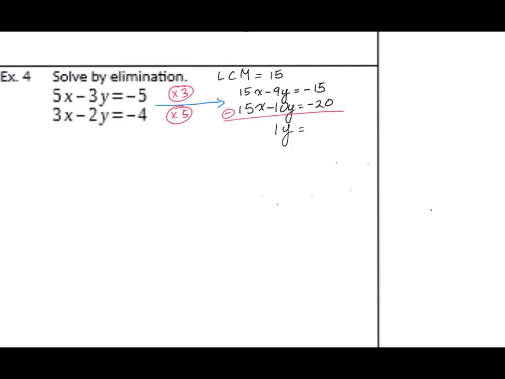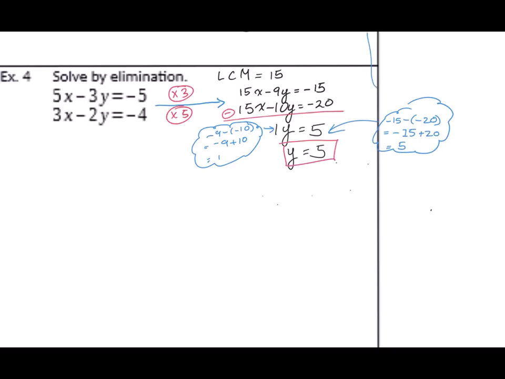1y is equal to positive 5. So y is equal to 5 in this case. I'll put in blue the reasoning to the right and to the left of our equations. And there's your justification for our coefficient of 1, and there's our justification for our constant of 5. Now let's back substitute y is equal to 5 into the second equation in our system.